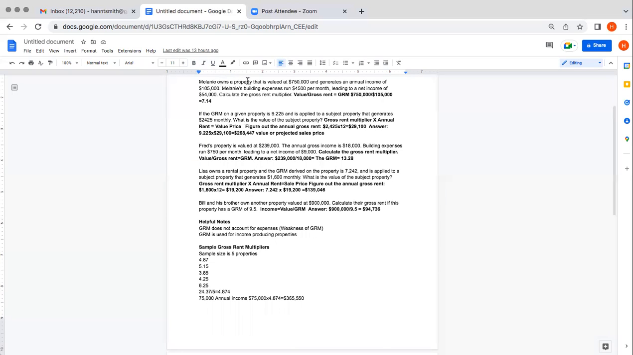Melanie owns a property that is valued at $750,000 and generates an annual income of $105,000. Melanie's building expenses run $4,500 per month, leading to a net income of $54,000. Calculate the gross rent multiplier. Again, same step. Value divided by gross rents equals the gross rent multiplier, or 750,000 divided by 105,000 equals a 7.14 gross rent multiplier. Simple math.